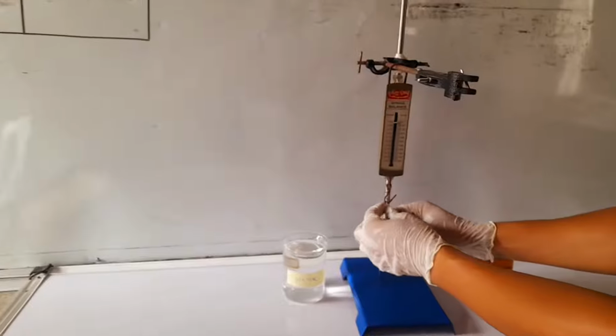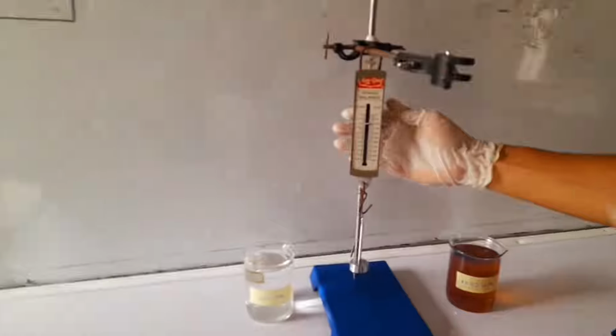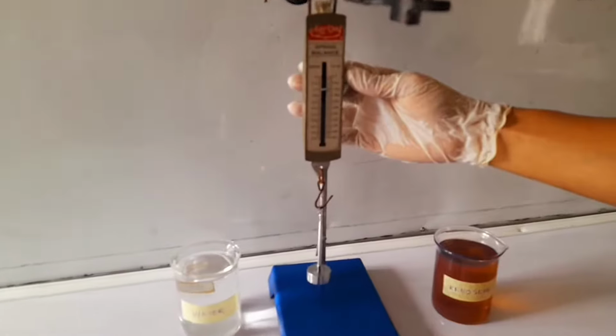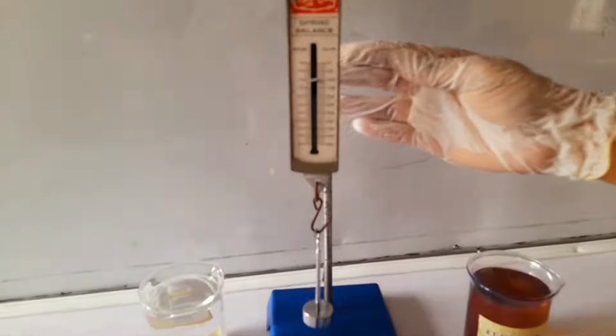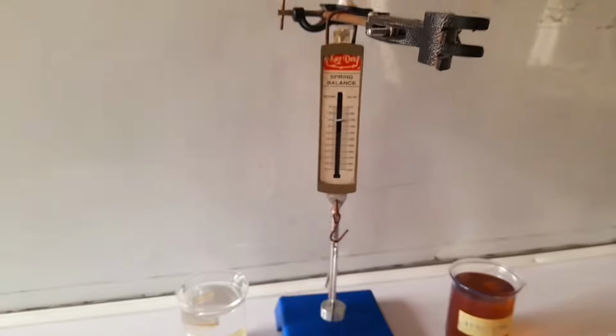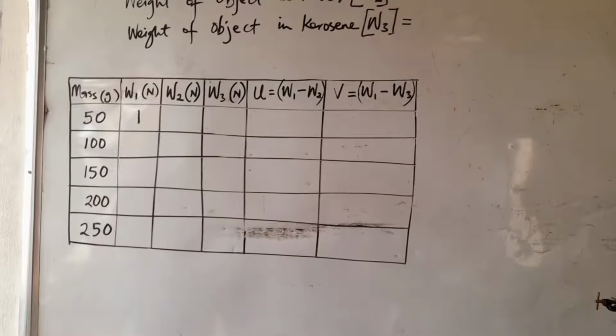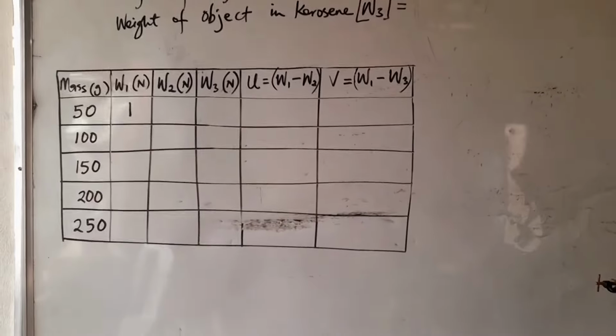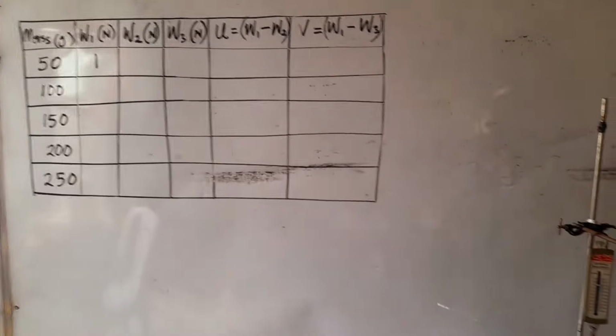So remember, W1 is the weight of the mass, or the weight of the object in air, which we've done, and you see it reads 1 Newton. So we're going to make a table and record that. So 1 Newton for the 50 gram mass weight.